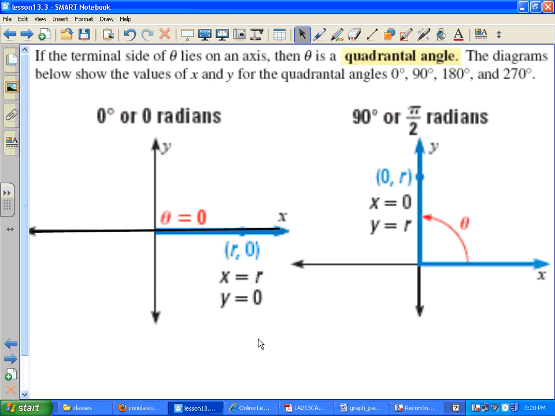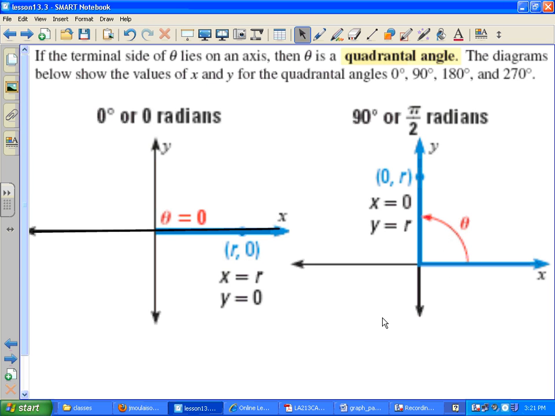The next type of angle we're going to look at, these are quadrantal angles. And quadrantal angles are those angles in standard position where the terminal ray lies on one of the axes, positive or negative x, or positive or negative y. So for example, here you can see if the terminal ray lies along the y-axis, standard position means the initial ray is here along the positive x-axis. If the terminal ray lies along the positive y-axis, then this angle is 90 degrees.